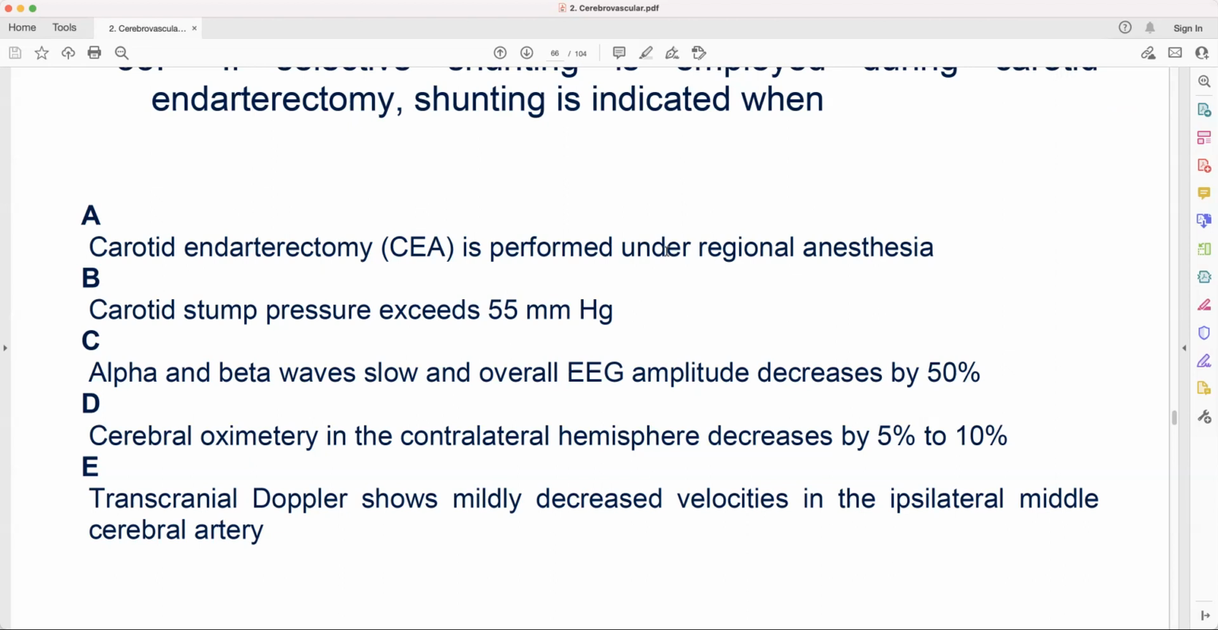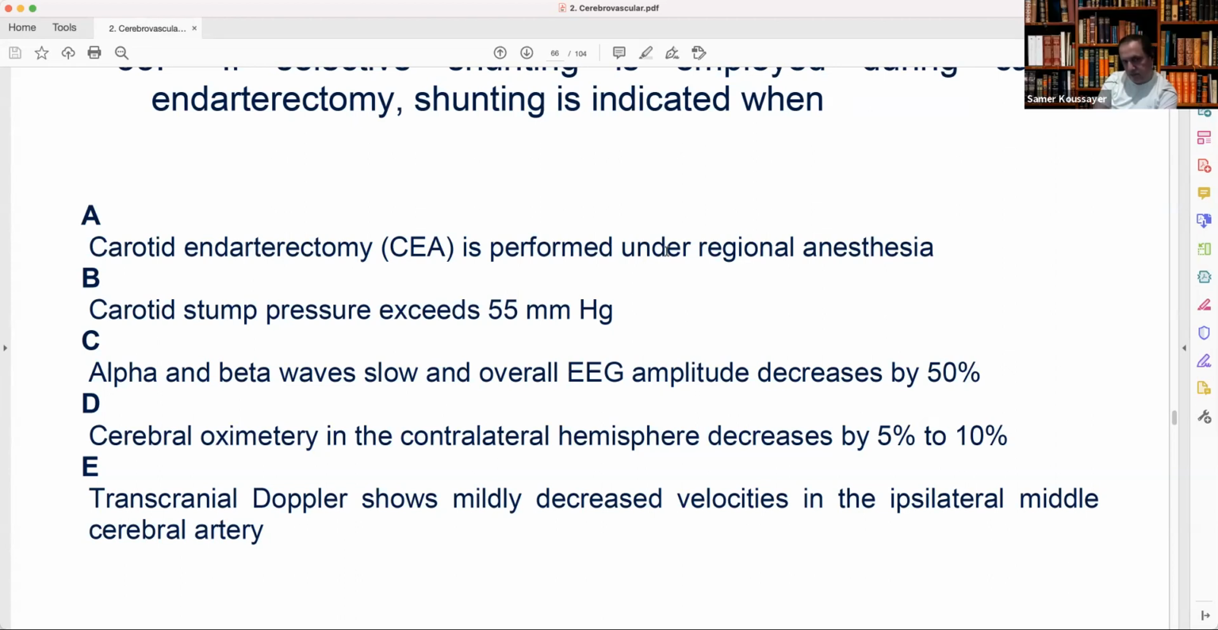No. Because I will go with C. Yeah, because a mild decrease. If it's a severe decrease, yes. If you see the transcranial Doppler shows severe decrease in the velocity ipsilateral, then it is. But you see, all those signs are very soft signs, you know.